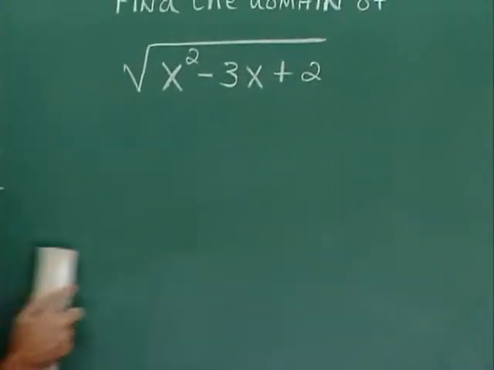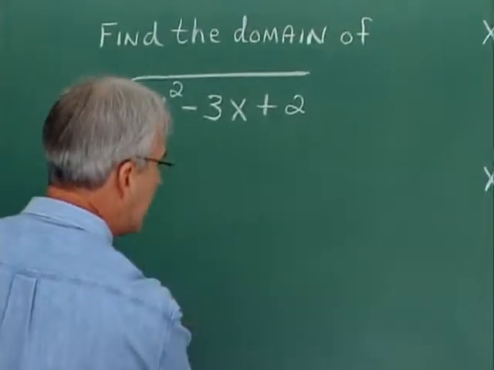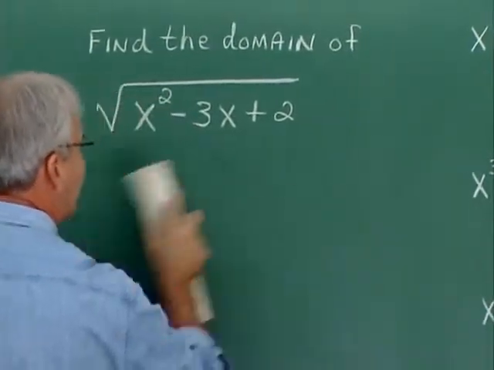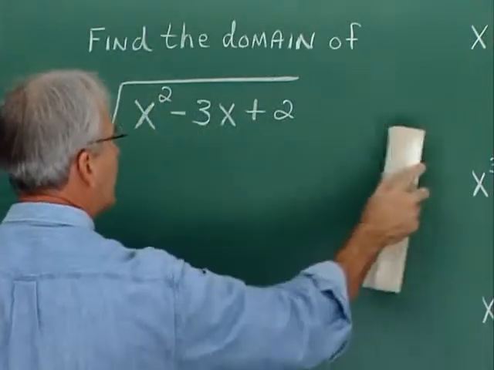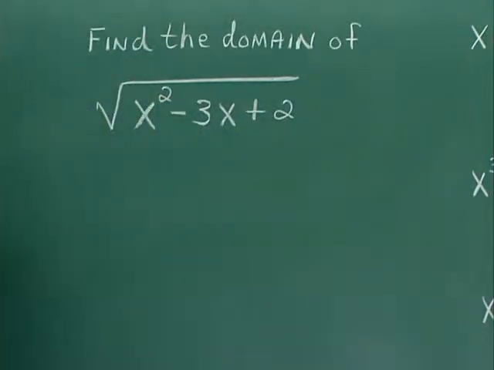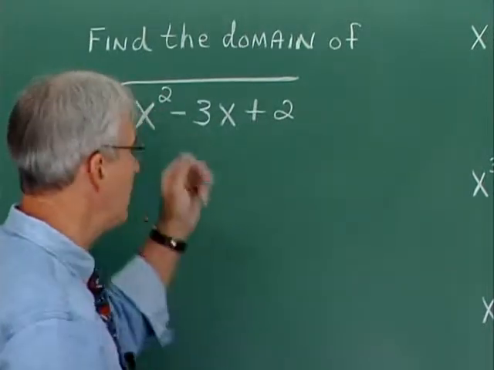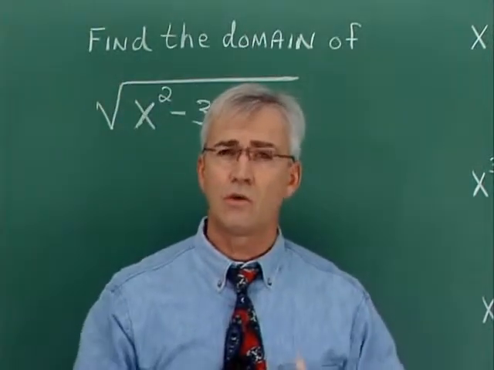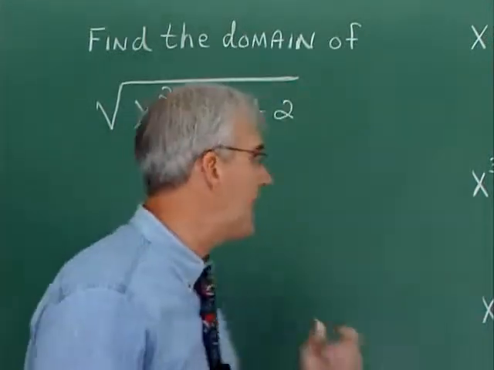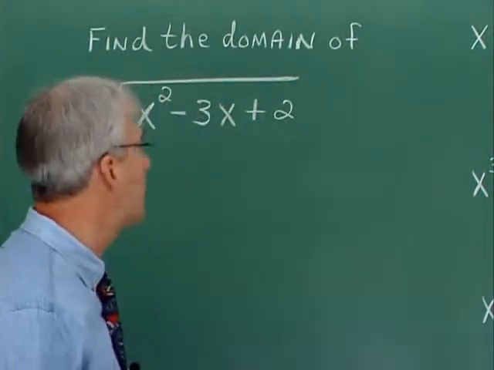Now notice the other problem. This next problem says to find the domain. Acceptable replacements for x. What values of x are acceptable when a radical is involved? Well, when we're taking a square root, the radicand needs to be positive or 0. So we're trying to find the values of x that will cause that to occur here.